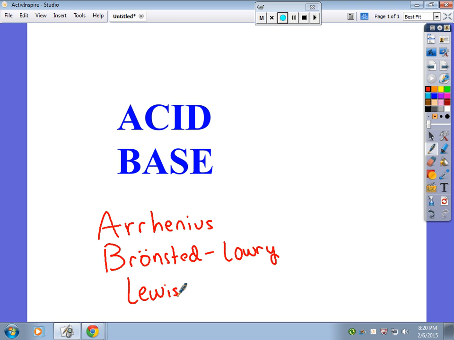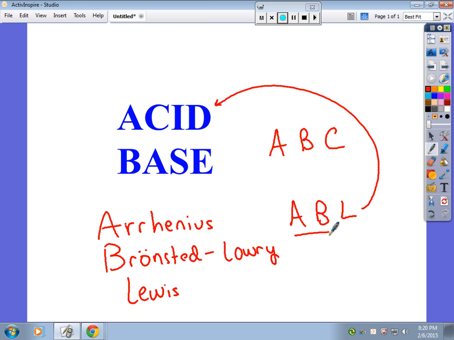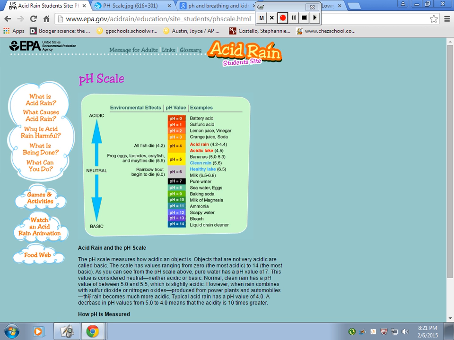Now, normally anything else you have the ABCs, right? When you see the ABCs, this is the ABLs of acids and bases. So acids and bases are the ABLs. What are the ABLs? Arrhenius, Brønsted-Lowry, and Lewis. And those are the models. Now, let's talk about the Arrhenius theory. You already know what the Arrhenius theory is.